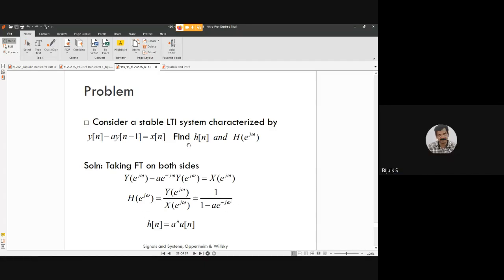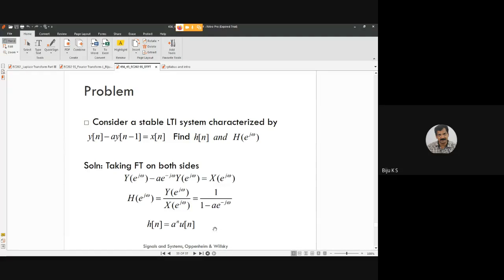So here they ask to find the impulse response. The impulse response is just the inverse Fourier transform. This is a ready form, in the form of a raised to n into u of n. That is the impulse response.